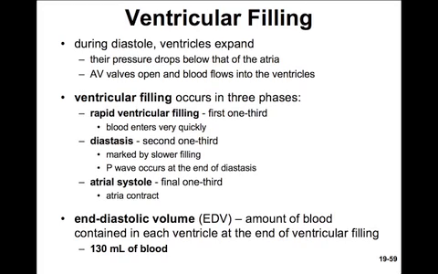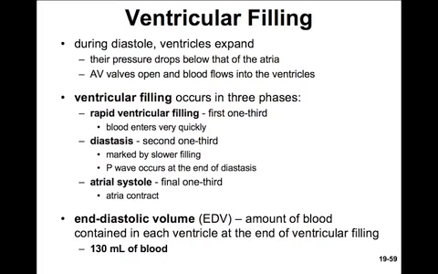During diastole, the ventricles will expand, which causes a pressure drop below that of the atria. As the AV valve opens, the blood flows into the ventricles. Ventricular filling occurs in 3 different phases. The first third is where the blood enters very quickly. It's called rapid ventricular filling. And then diastasis is the second 1/3, which is marked by much slower filling.